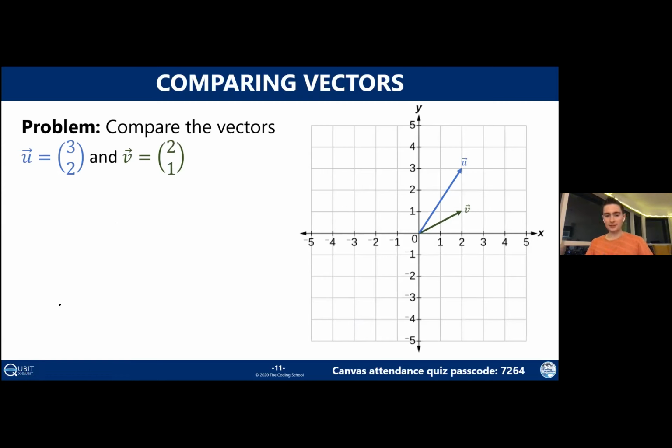So let's say that we had two vectors, u and v. We've gone ahead and drawn them on the Cartesian plane here. And we wanted to compare them. And all I mean by comparison is basically the same thing that you would do with regular numbers.